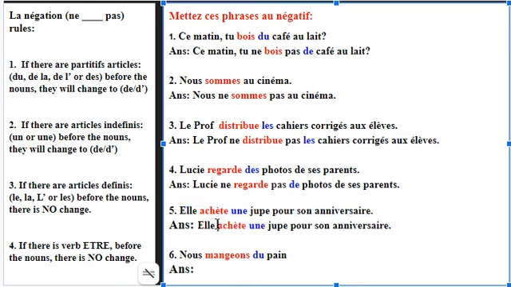Ne before the verb, so we put ne. No, this should be an apostrophe because the vowel is there for acheter. So, elle n'achète, then we put pas. Elle n'achète pas. Article indéfini here, une has to change to de. Elle n'achète pas de jupe. Elle n'achète pas de jupe pour son anniversaire. She did not buy any skirt for her birthday. Okay, this is how the answer should be.